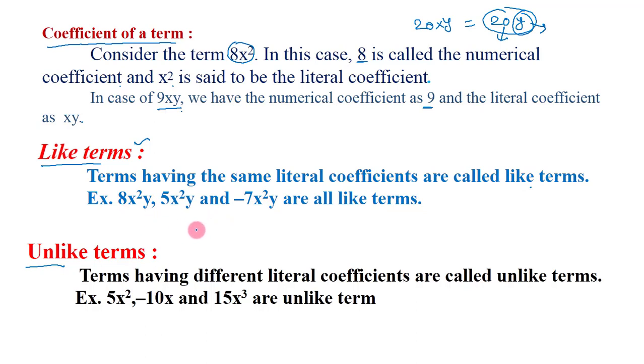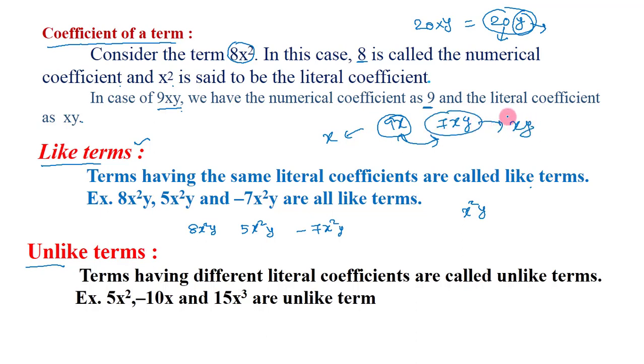Just like 8x square y, 5x square y and minus 7x square y. These are three algebraic terms, and they have the same literal coefficient, x square y. So these are called like terms. And if you take 9x and 7xy, these two terms are not like terms, because the first term has x as its literal coefficient, and the second term has x into y as its literal coefficient.